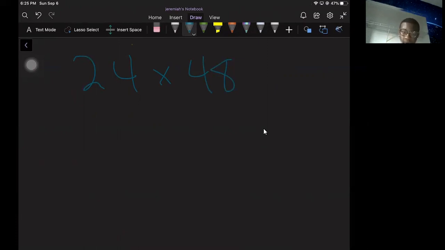1 times 1. 4 times 4 is 16 plus. Now, 10 times 1. We have 20 times 4, which is 80. Now, flip it. 40 times 8 is, do you know what it is? 40 times 8 is 320.